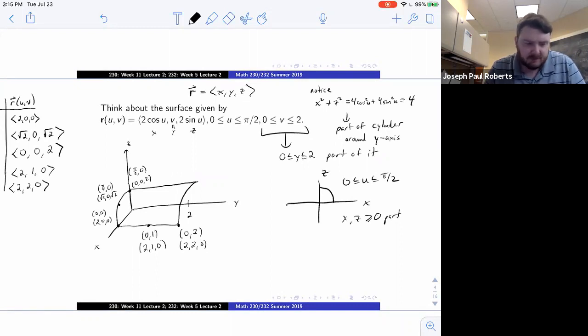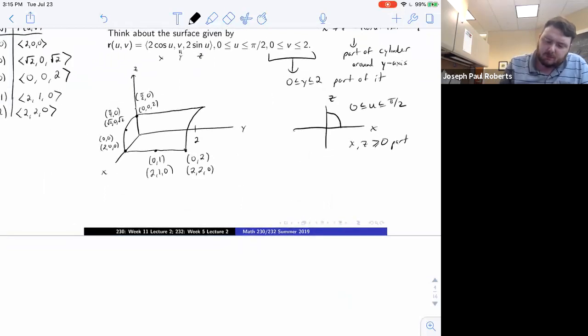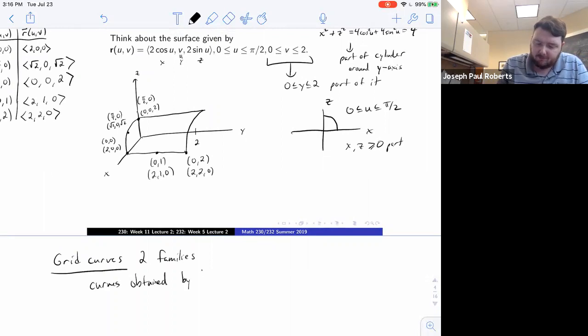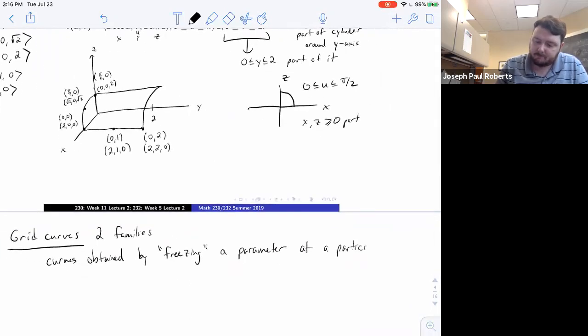And so I don't want to move on from this example just yet. I want to illustrate a concept that's going to be useful for us, and that's going to be something called the concept of grid curves. Basically, for grid curves, there are going to be 2 families. They're curves obtained by freezing a parameter at a particular value. The key here is we're freezing one of them and letting the other vary.